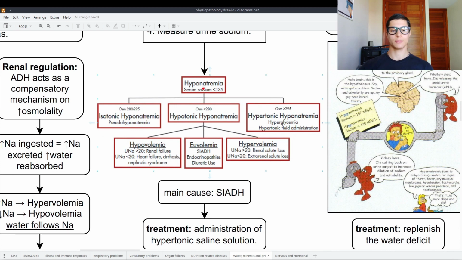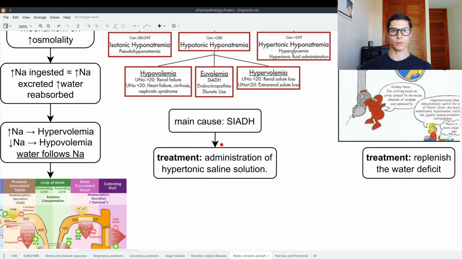Here in much more detail, hyponatremia can be isotonic, so the pseudo-hyponatremia, hypotonic hyponatremia, so hypovolemic, euvolemic or hypervolemic, and then also a hypertonic hyponatremia. The main cause of low sodium concentration in the blood is the SIADH, which stands for Syndrome of Inadequate ADH, which is the antidiuretic hormone secretion. And the treatment is administering a hypertonic saline solution.